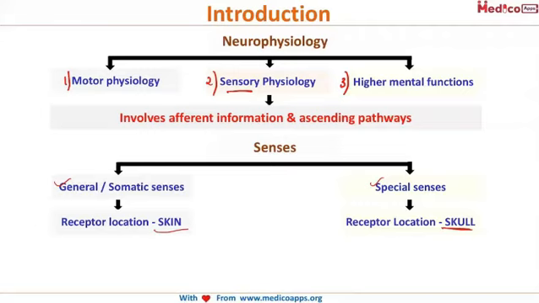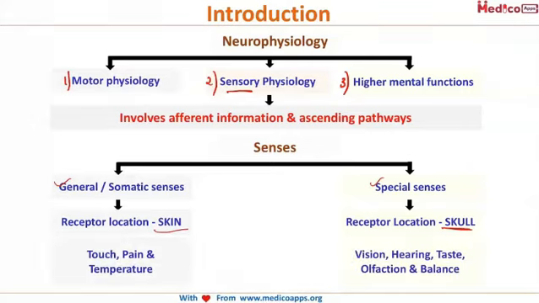Please memorize this. The receptors for general senses are in the skin. Those for the special senses are in the skull. Now to name some of these somatic senses, they are touch, pain and temperature. And we all know what the special senses are, right? These are vision, hearing, taste, olfaction and balance as well. Now let's look in detail at the general senses.